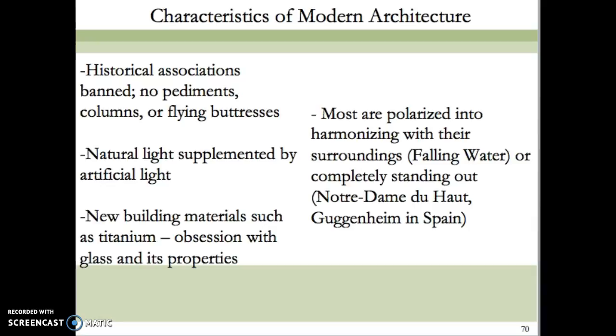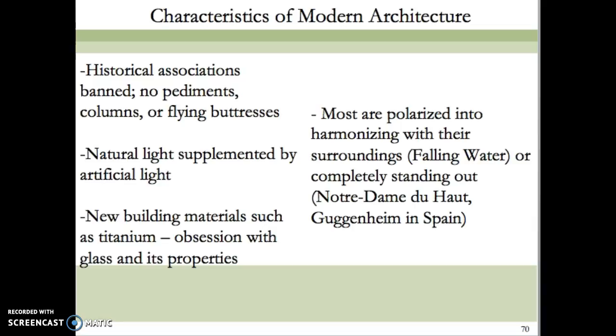But for the most part, it's out with the old, in with the new, but if they are incorporating things from the past, they're putting their own spin on it. That's what you'll see a lot. Also, you'll see natural light supplemented by artificial light. So lots of windows, but also interesting artistic looking lighting inside of the buildings. They are utilizing new building materials. The big one is titanium, which Frank Gehry used in his Guggenheim Museum in Bilbao, Spain. So I'll touch on that.